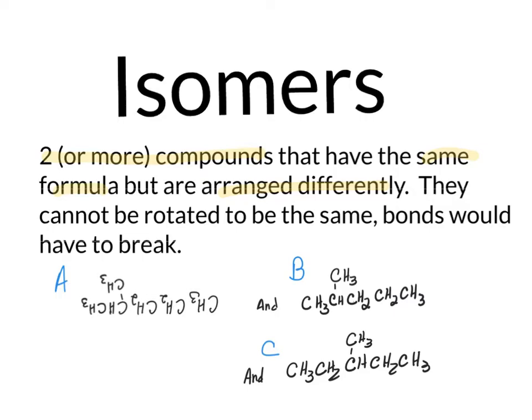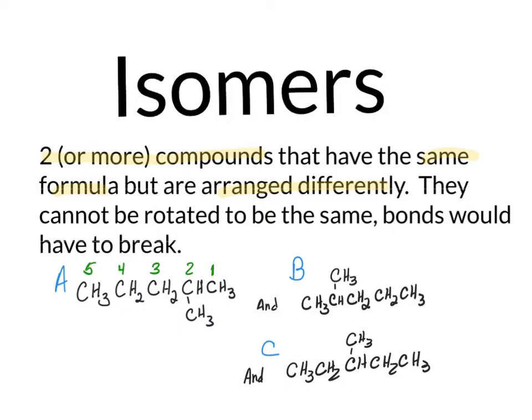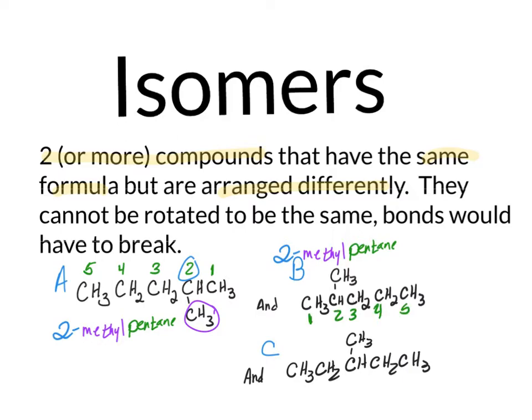So let's go ahead and try naming A. A is 1, 2, 3, 4, 5. It's a pentane. It's got a methyl group hanging off. So this is a methyl pentane. And we see that that is on carbon number 2. Notice that I'm counting backwards here. And then if we go to B, we see this is also 2-methyl pentane. So we can see our 5, and then here's our branch, and that's on carbon number 2.